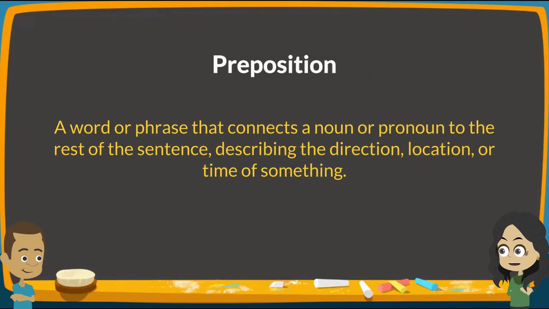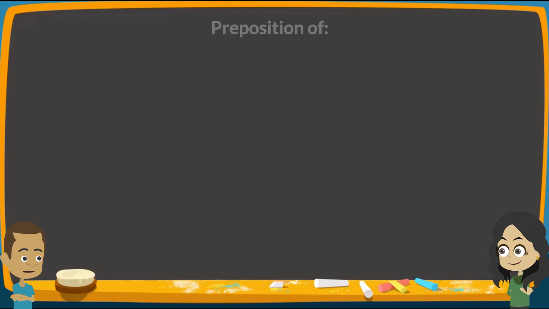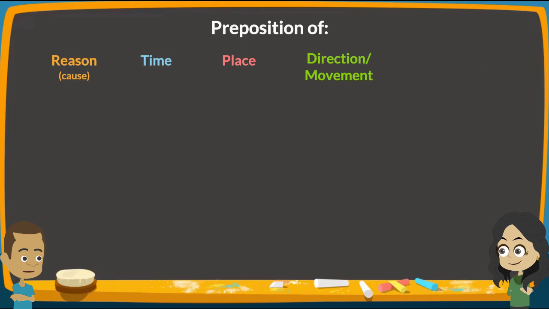I know that a preposition is defined as a word or phrase that connects a noun or pronoun to the rest of the sentence, describing the direction, location, or time of something. Yes, and these prepositions are grouped into different types, amongst which are prepositions of time, place, direction, reason, and manner.